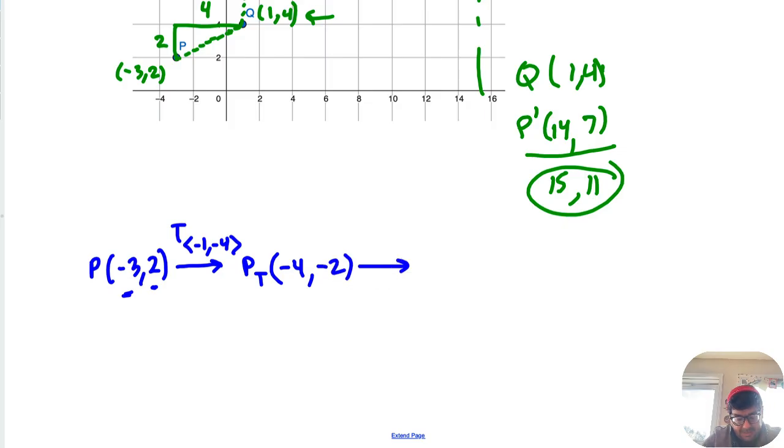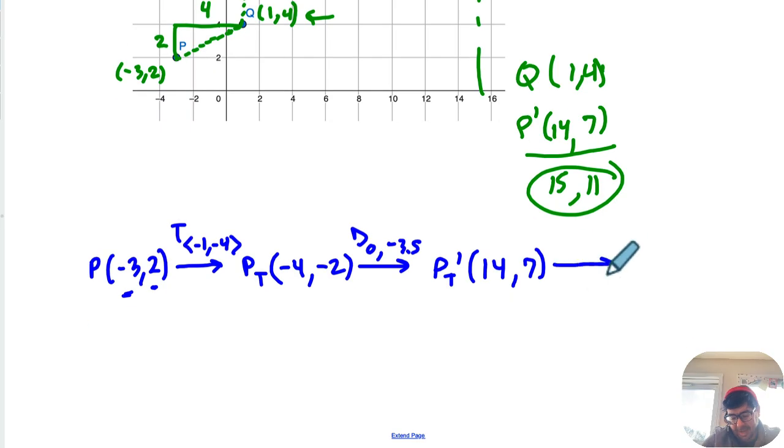Now I take that and I dilate it about the origin by whatever the scale factor is, in this case -3.5. Now remember, a dilation of my translated image, that's what this means. I'm dilating this point about the origin, just take -3.5 and multiply it by these 2 points. That's why this is so nice. So -4 times -3.5 is positive 14. And then -2 times -3.5 is positive 7. But that's not our final answer.